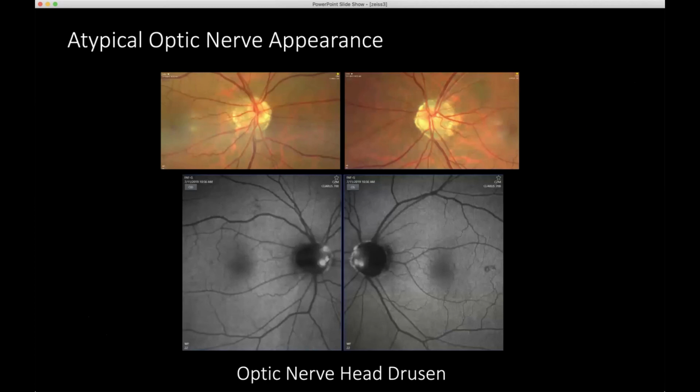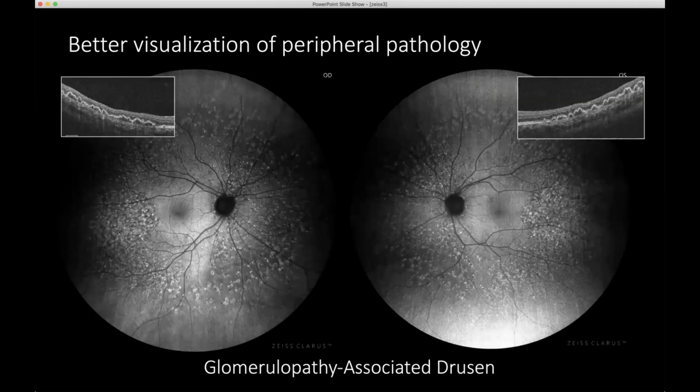This is a patient referred for atypical optic nerve appearance, and here on autofluorescence you can see the clear optic nerve head drusen. Peripheral pathology, especially drusen, can often be visualized well with fundus autofluorescence. This is an example of a young patient who had glomerulonephritis, and so this is glomerulopathy-associated drusen, which is a relatively rare disease, but you can see here the striking visualization of the drusen on autofluorescence.